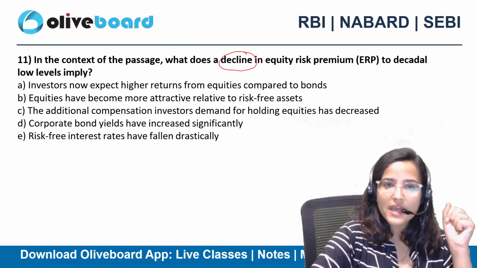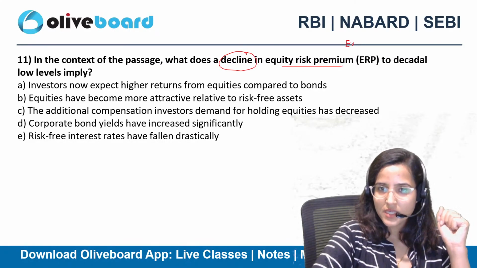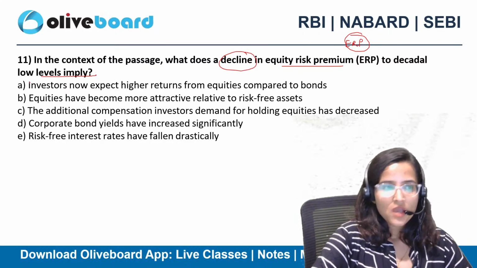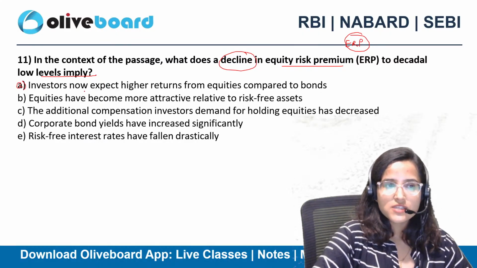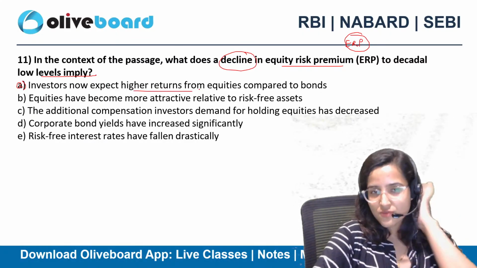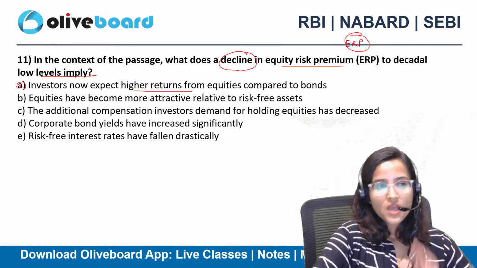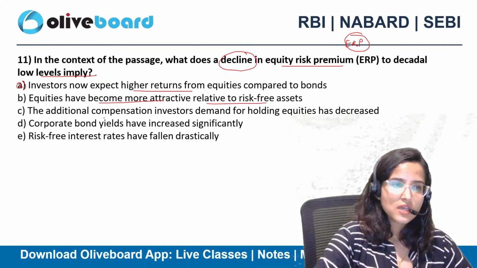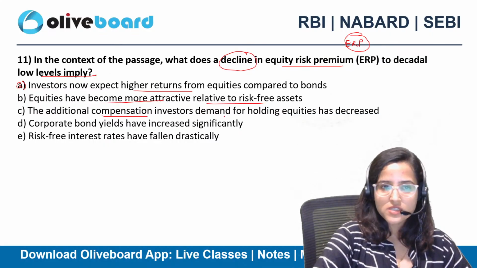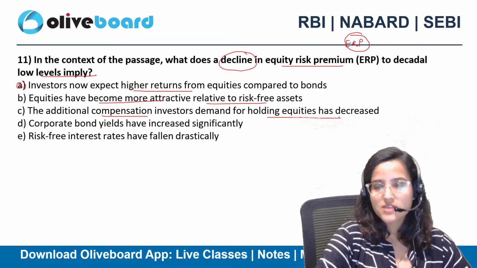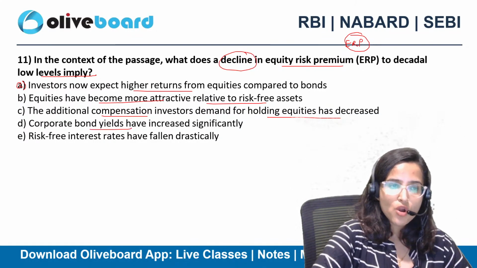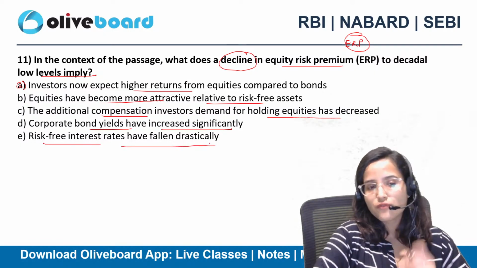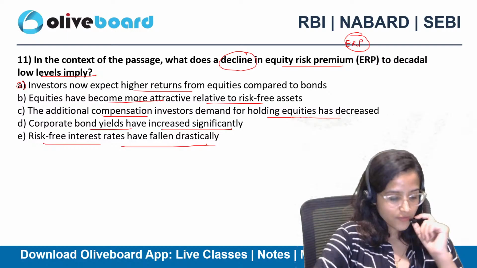So the 11th question we have over here, in the context of the passage: What does a decline in equity risk premium (ERP) to decadal low levels imply? A: investors now expect higher returns from equities compared to bonds. B: equities have become more attractive relative to risk free assets. C: the additional compensation investors demand for holding equities has decreased. D: corporate bond yields have increased significantly. E: risk free interest rates have fallen drastically. 11th question.